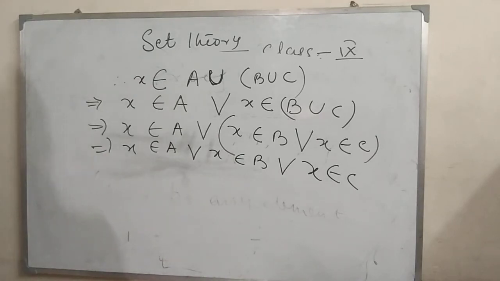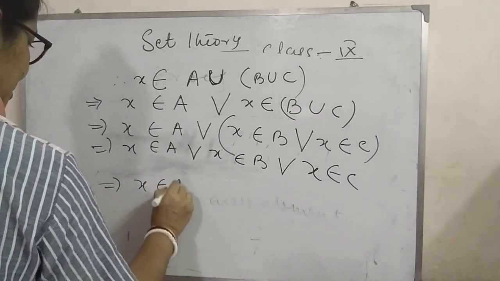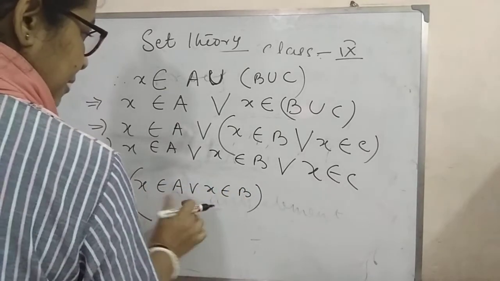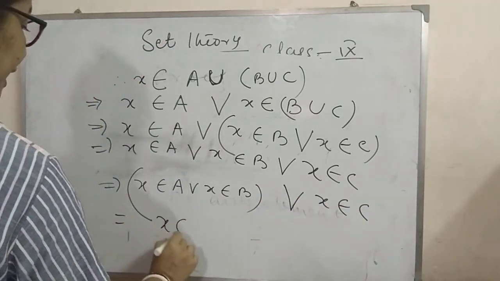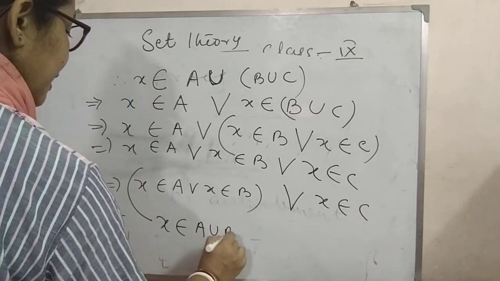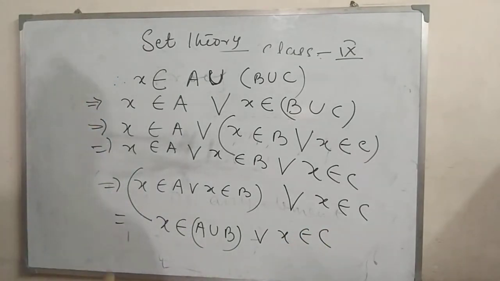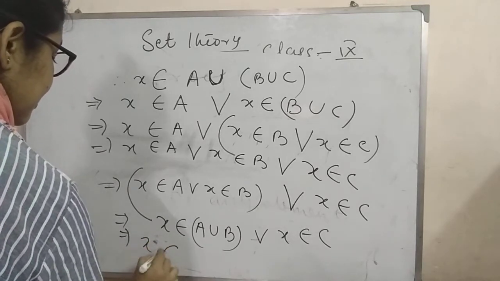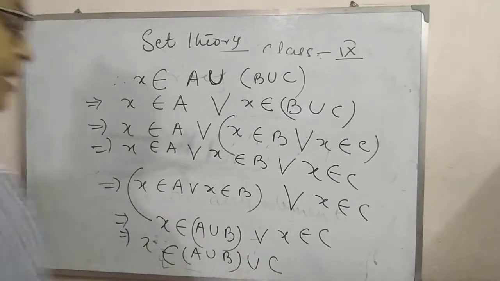Then from here I can write x belongs to A or x belongs to B, within bracket, or x belongs to C. So, x belongs to A union B or x belongs to C. Therefore, x belongs to (A union B) union C.